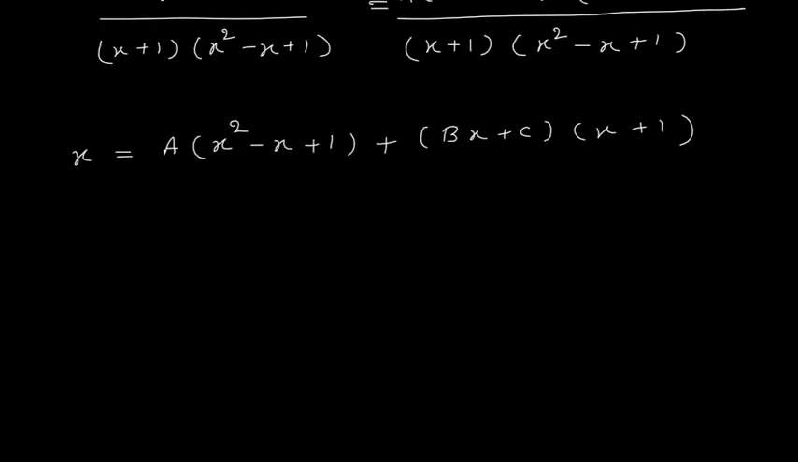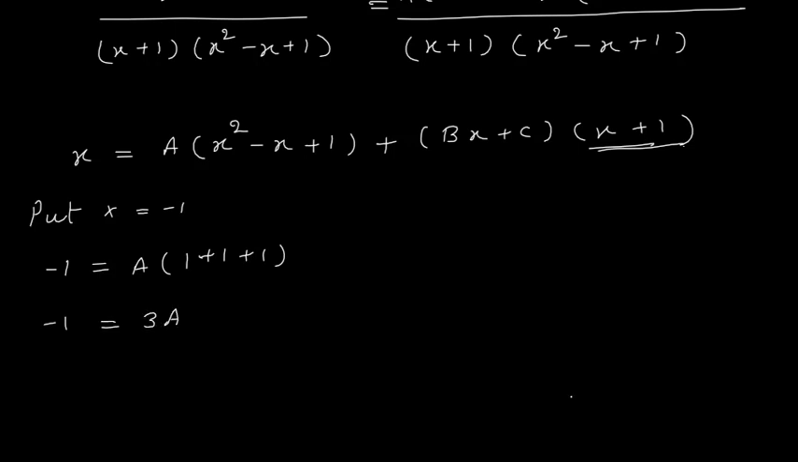Okay, so for that what will we substitute? You can see that you can substitute x is equal to minus 1. So put x is equal to minus 1. When you put x is equal to minus 1, you will get minus 1 equal to a times (minus 1 square is plus 1, then x is minus 1, so minus of minus becomes plus 1, plus 1), so 3 times a is equal to minus 1. The rest of the term is 0 because 0 multiplied by (bx plus c) is 0, so I have minus 1 equal to 3a. So this gives me the value of a as minus 1 upon 3. So I got the value of a.